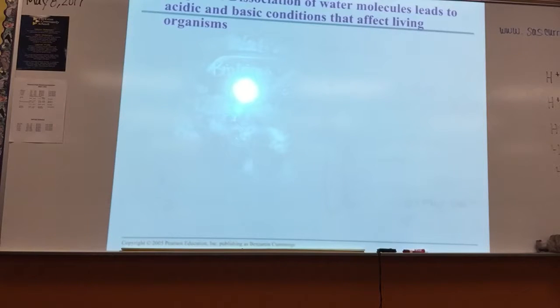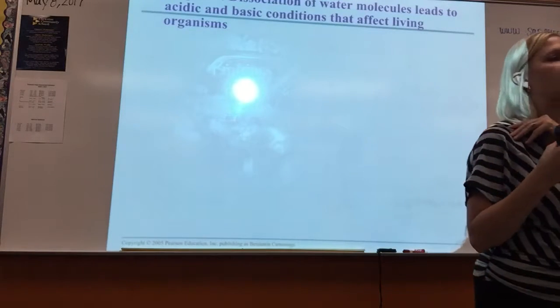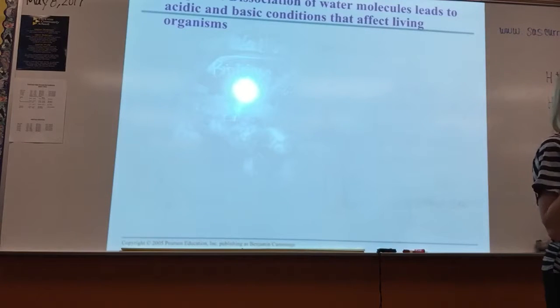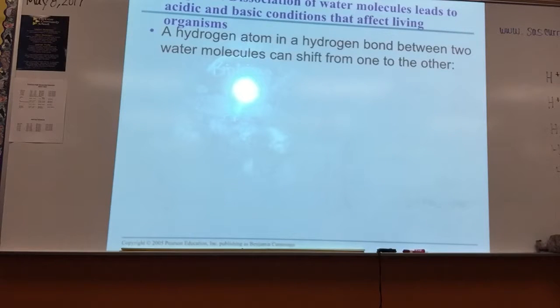All right, so we had finished talking about the different properties of water, and this last concept has to do with pH and acids and bases and how that relates to water. So water has a pH of 7, and is neither an acid nor a base, and we'll talk about why that is.